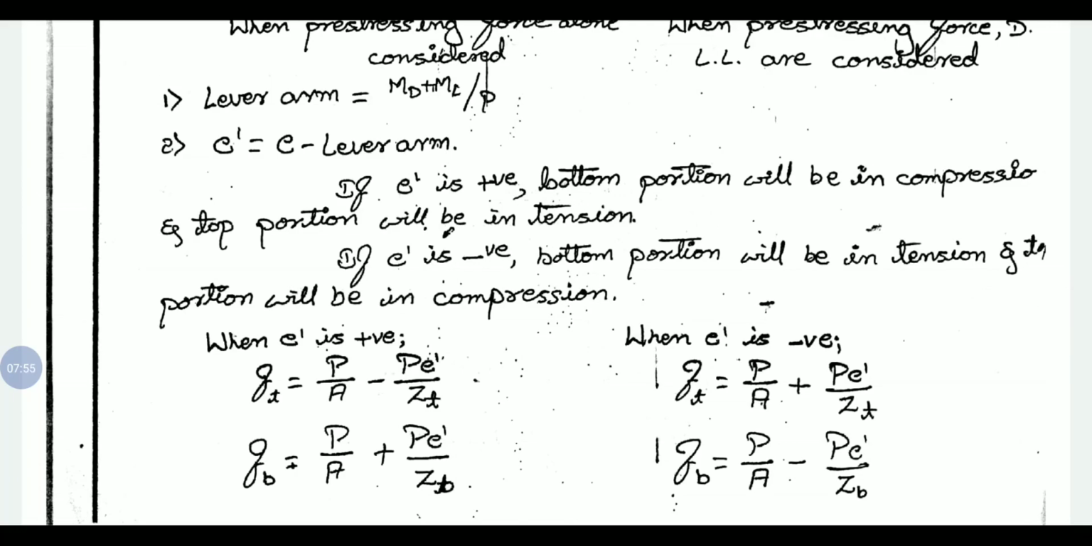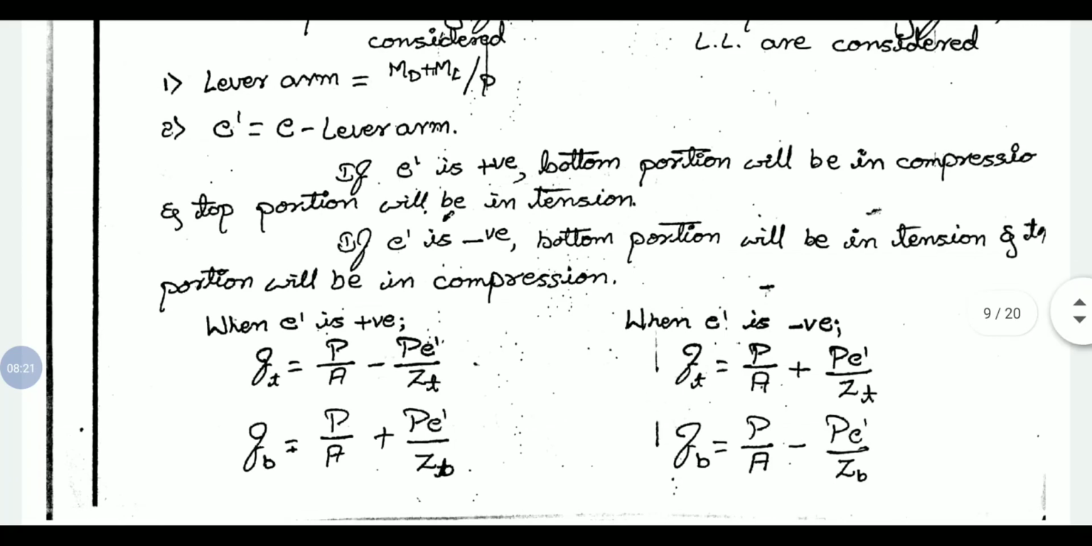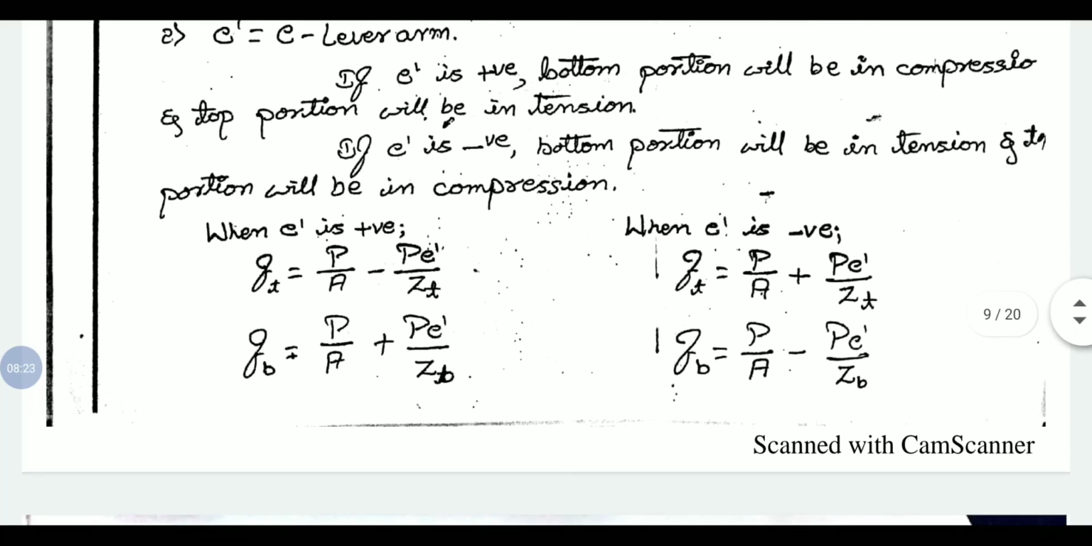If E dash is positive, then bottom fibers will be under compression and top fibers under tension. That is, the compression zone has not yet shifted above the tendon location. If E dash is negative, then bottom fibers will be under tension and top fibers under compression. That is, the compression zone has shifted above the tendon. So for calculation of fiber stresses at top and bottom for the two different cases, we have formulas FT and FB shown on the screen.